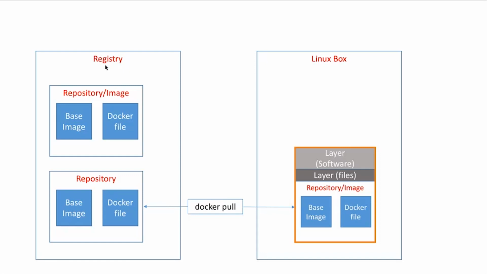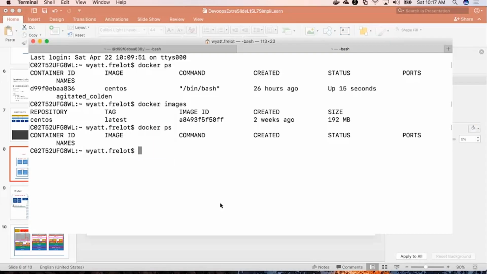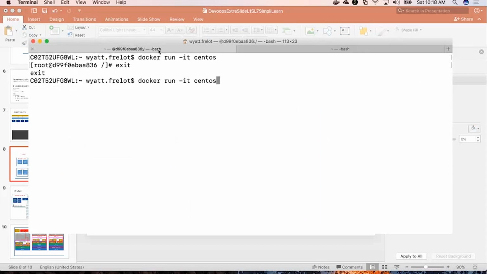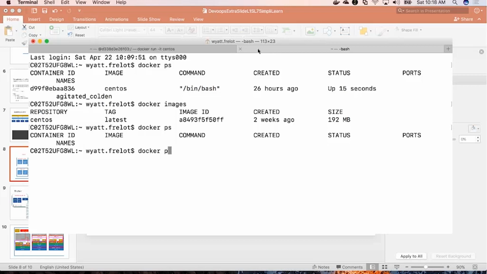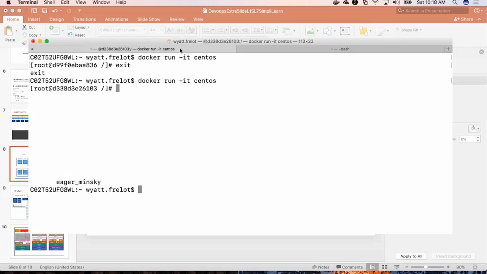Okay, let's roll back real quick and backtrack a little bit. What I did was I ran the Docker image, which in turn created a Docker container. And I did this Docker ps, which lists all containers. So I have a container running currently.